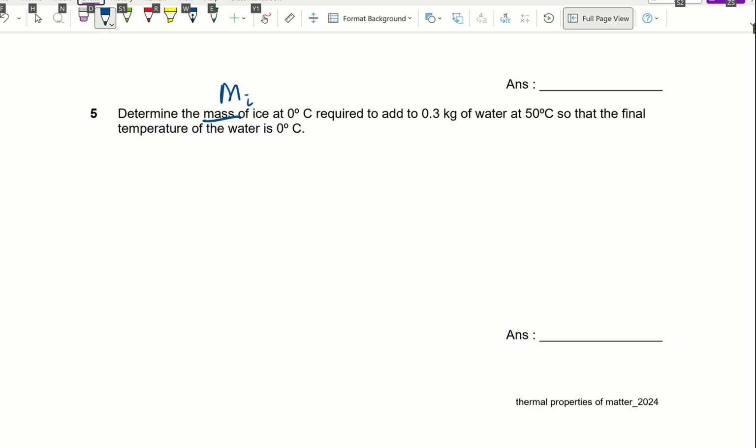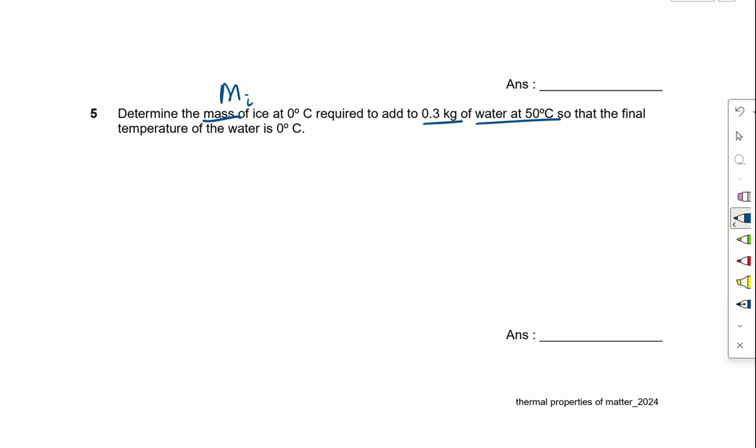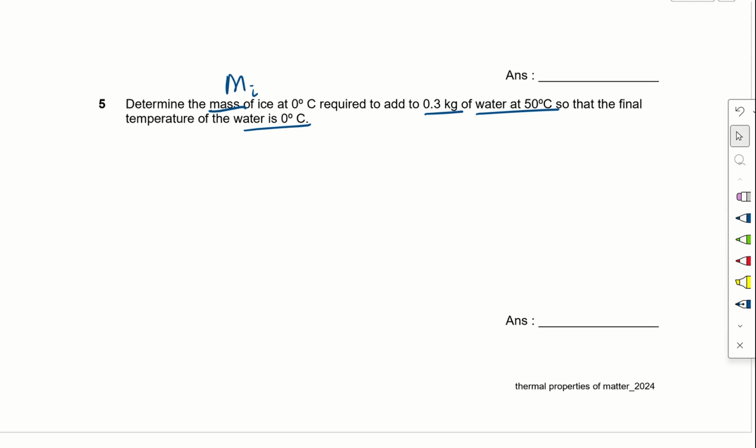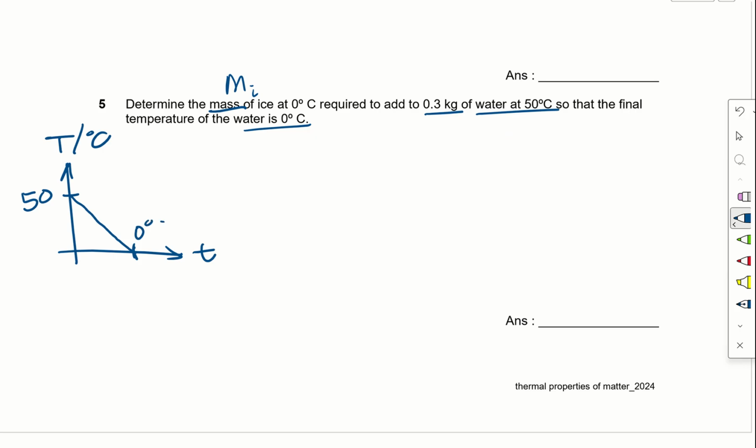Okay, required to add to 0.3 kg of water at 50 degrees Celsius, so that the final temperature of the water is 0 degrees. Okay, so we will need to draw our heating and cooling curve again. So for the water, it is actually cooling. So this is our temperature versus time graph. So initially the water is at 50 degrees. Okay, then after that ice is added, so the temperature will decrease and it will reach 0 degrees Celsius.